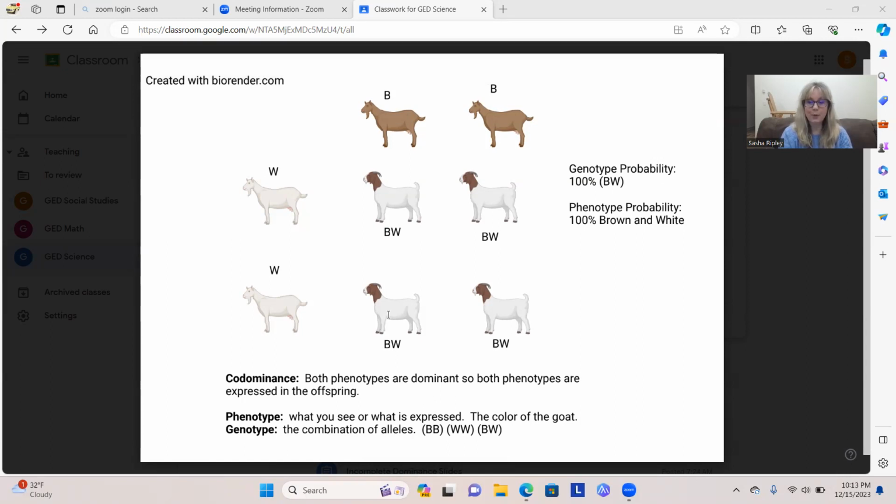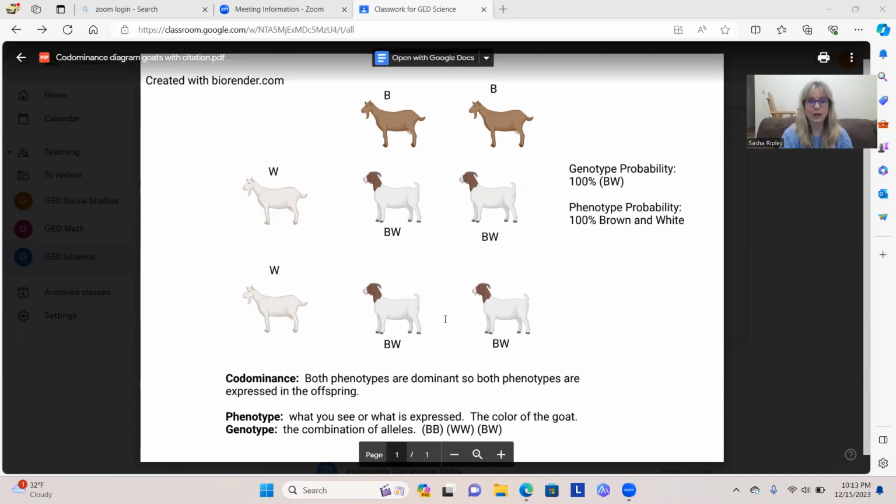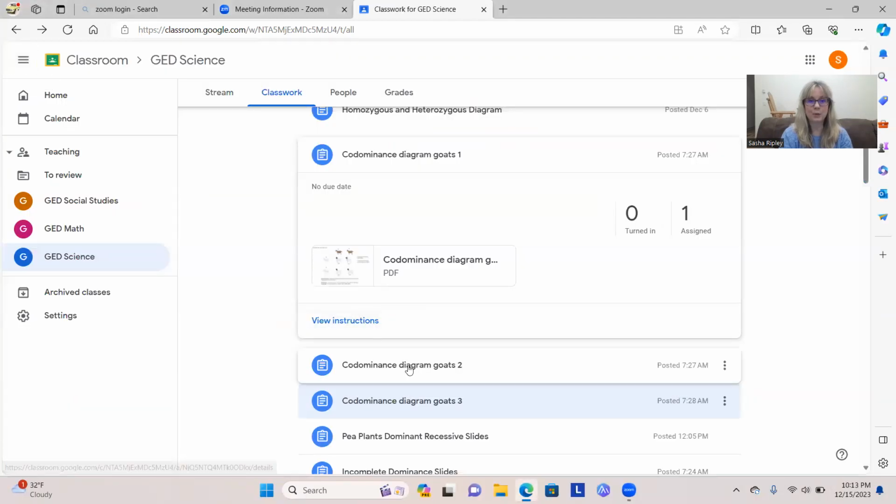My phenotype probability, now remember, phenotype is what you see or what's expressed. So in this case, what do I see? I see the color of the goat. So the color of the goat is the phenotype in this case with my codominant brown and white goats. So my phenotype probability is 100% brown and white, right? All of the offspring are going to be brown and white. All right, let's take a look at another Punnett square.